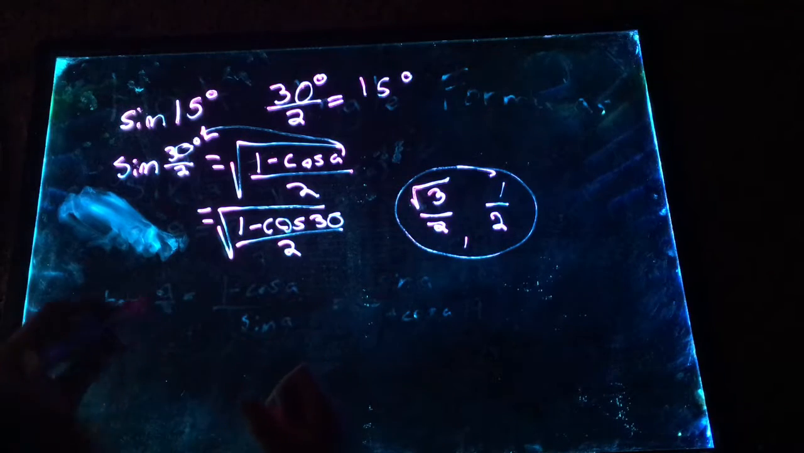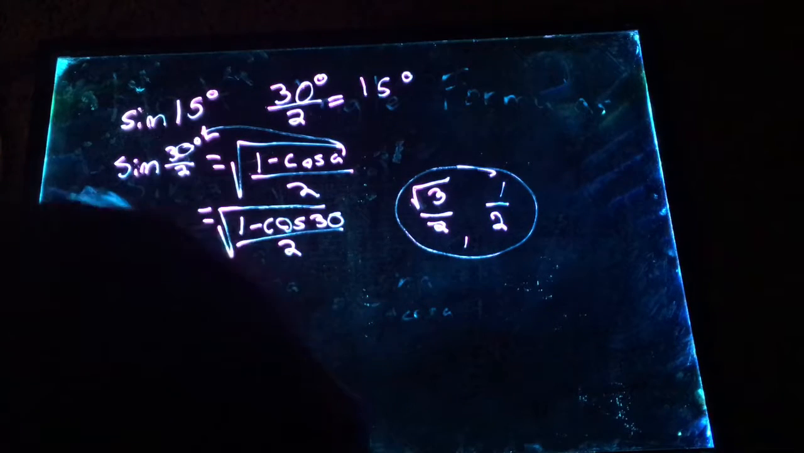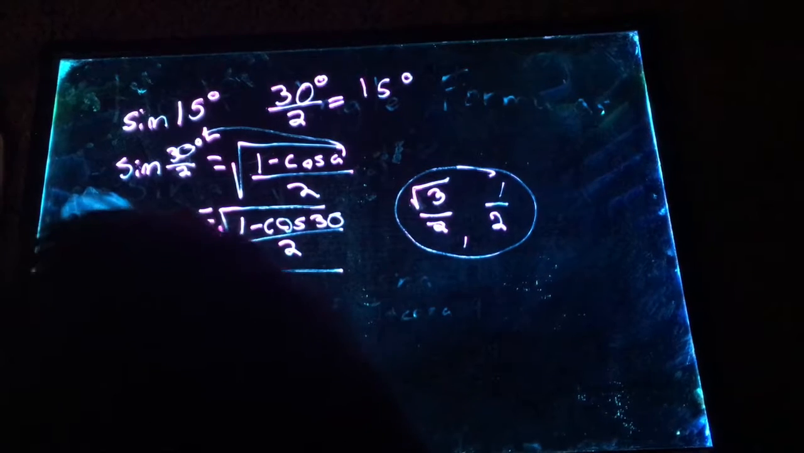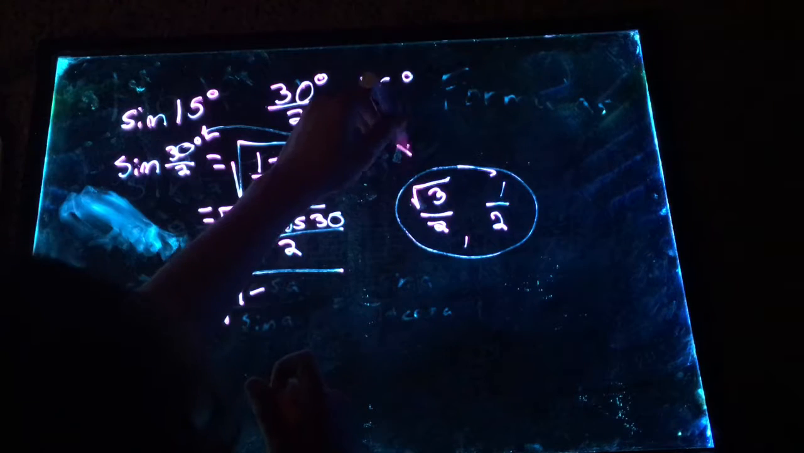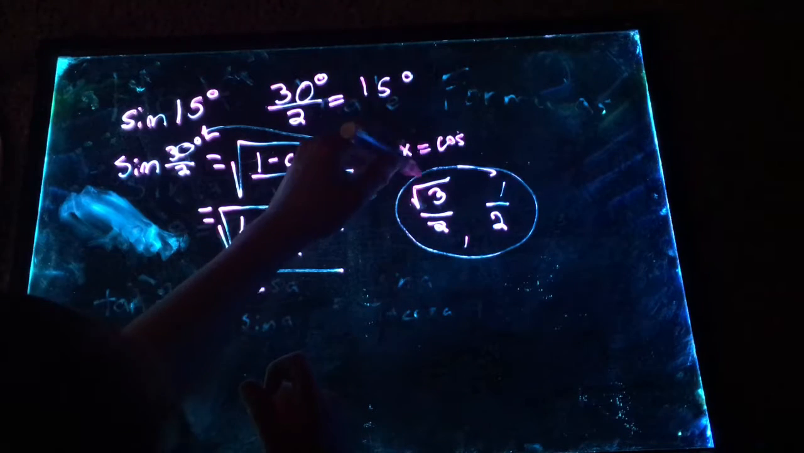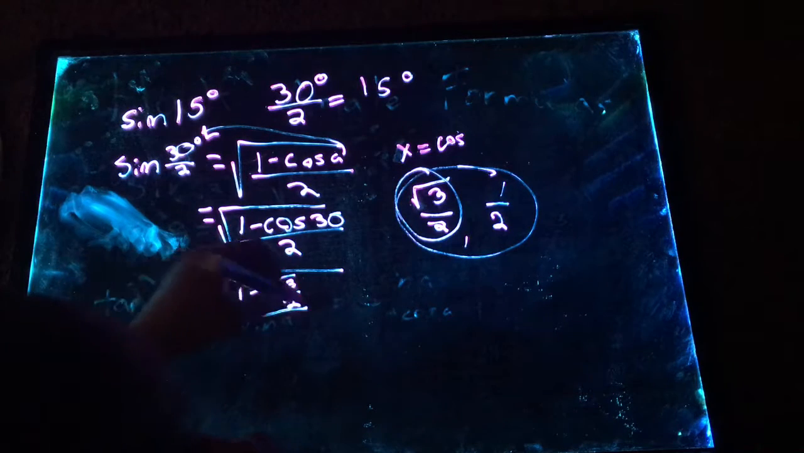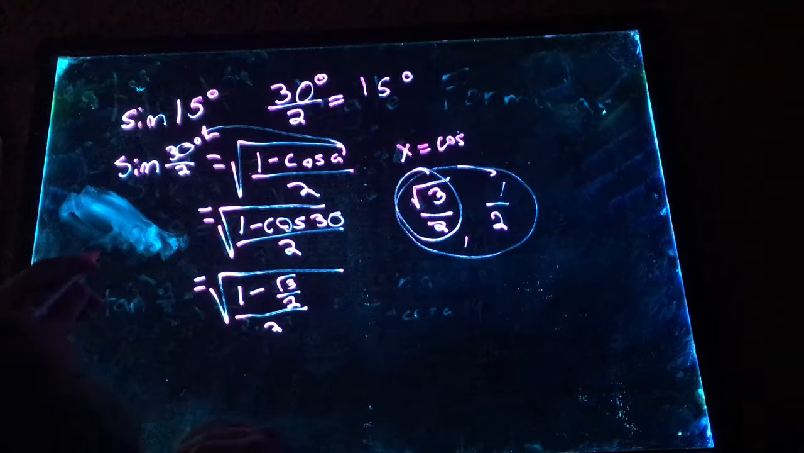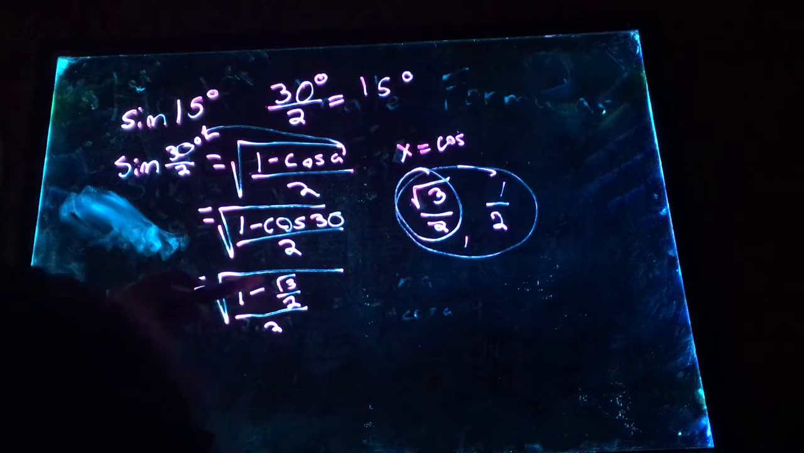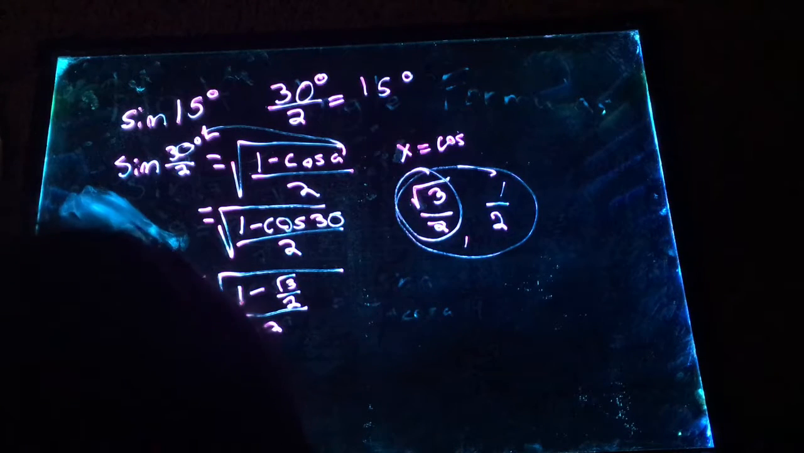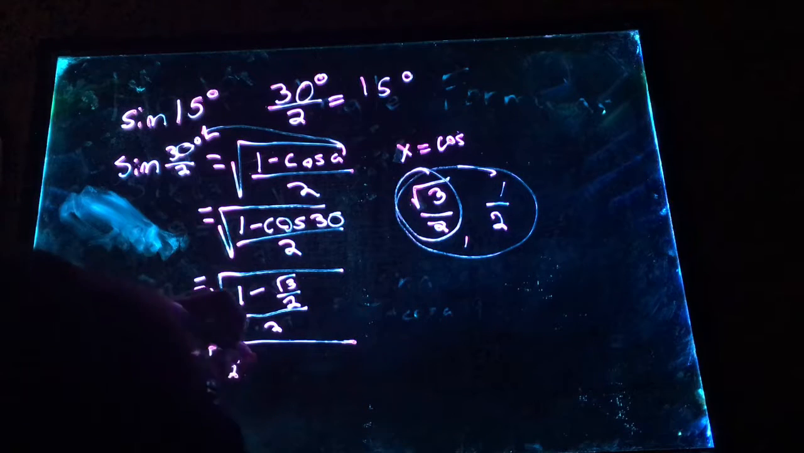And so then we're going to have to put that into the formula. So we have the square root of 1 minus, where x is cosine and y is sine. Since x is cosine and this is our x, we're going to input square root of 3 over 2, divided by 2. And then from here, we're going to change 1 into something we can subtract up top so they have common denominators: 2 over 2.